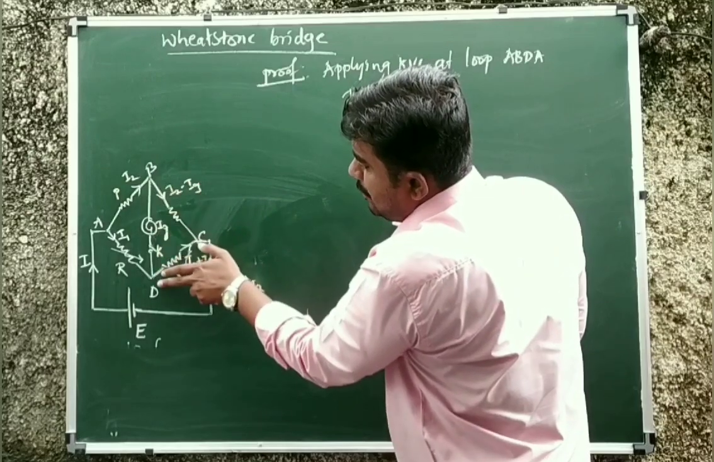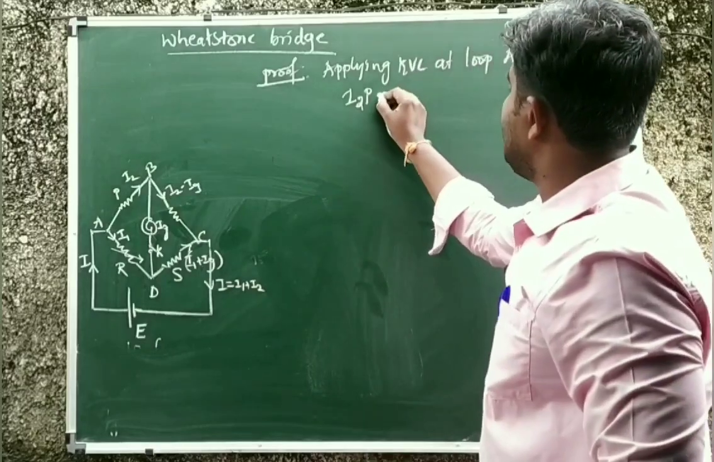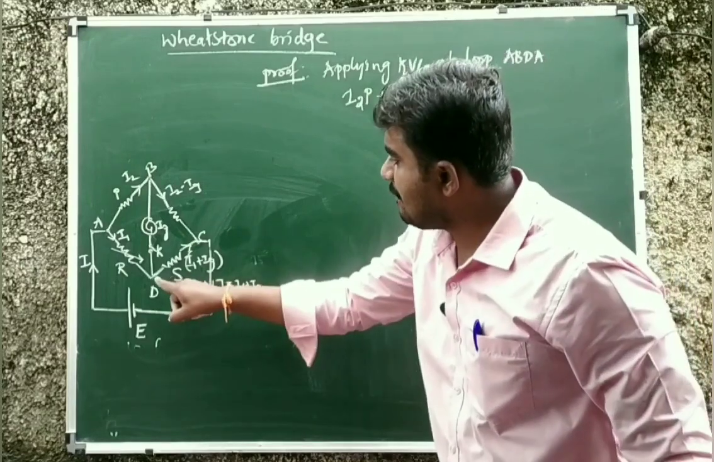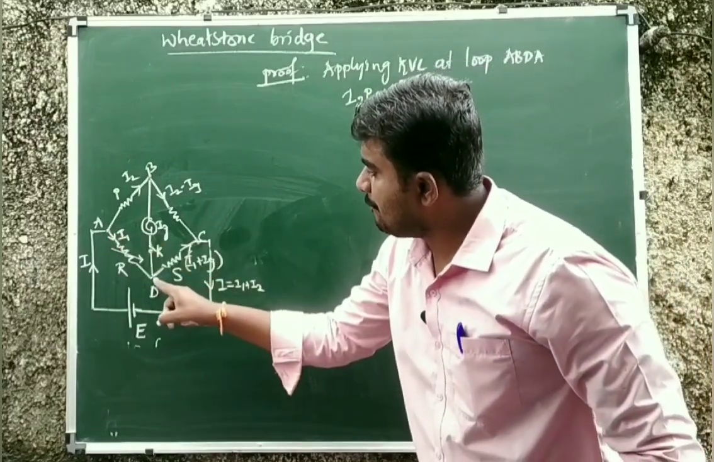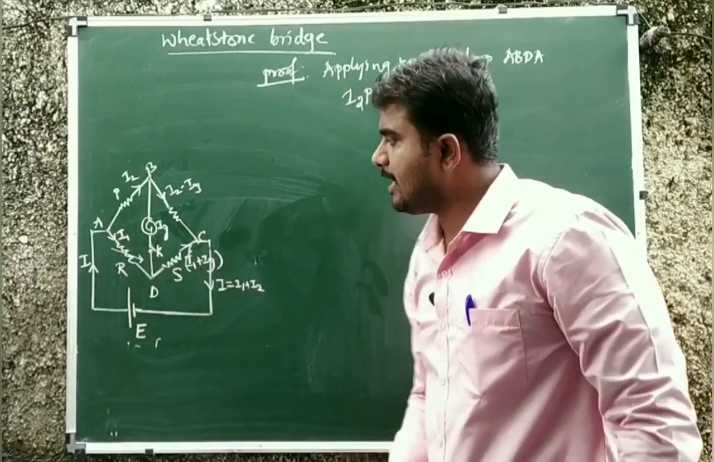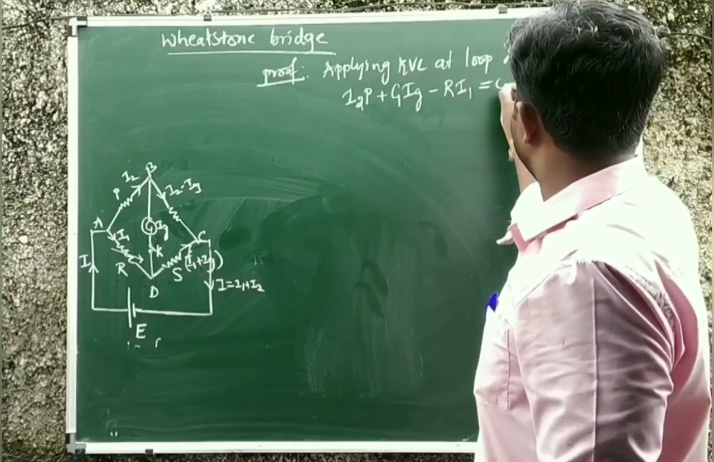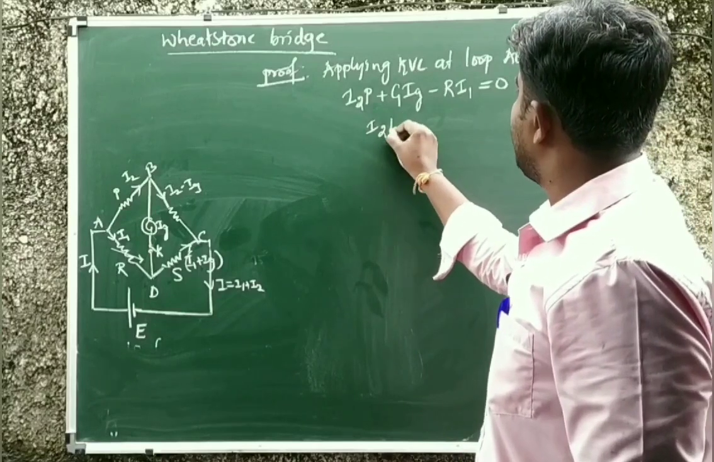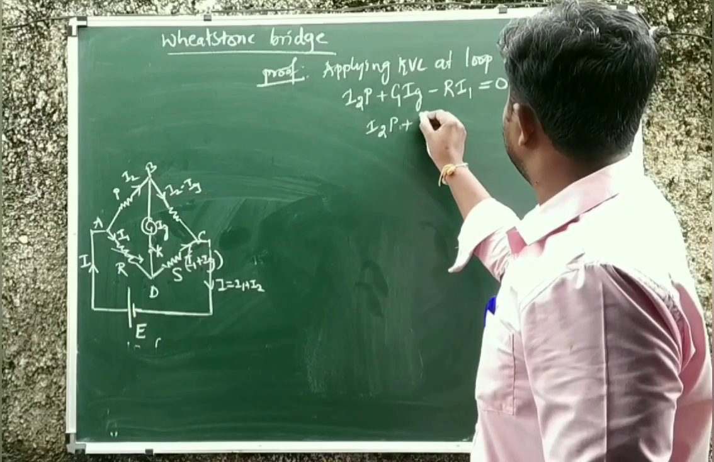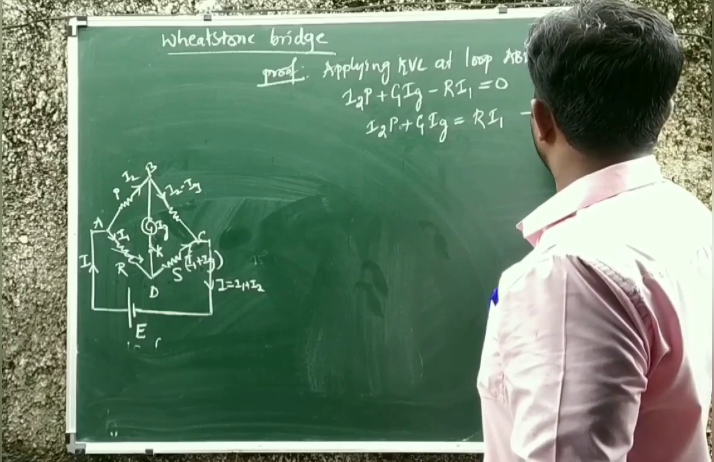From B to D, the current is Ig. The galvanometer will contain a certain resistance, so I can write plus G into Ig. And from D to A, you are going this way, the current is against you, therefore the current is taken as negative. Therefore minus R into I1 is equal to 0. I can also write it as I2P plus GIg is equal to RI1. Let us call it equation 1.